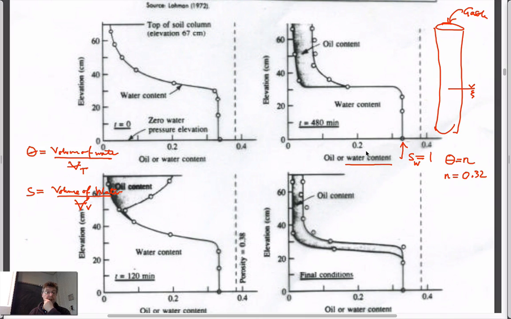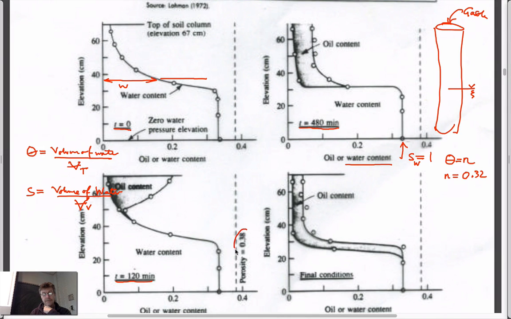And so all of these are just a series of snapshots at zero time, 120 minutes after you dump this in, 480 minutes, so what's that? That's 8 hours, and then finally. So you put this stuff in. This is the initial profile. This is the water content profile. This would be the amount of water.